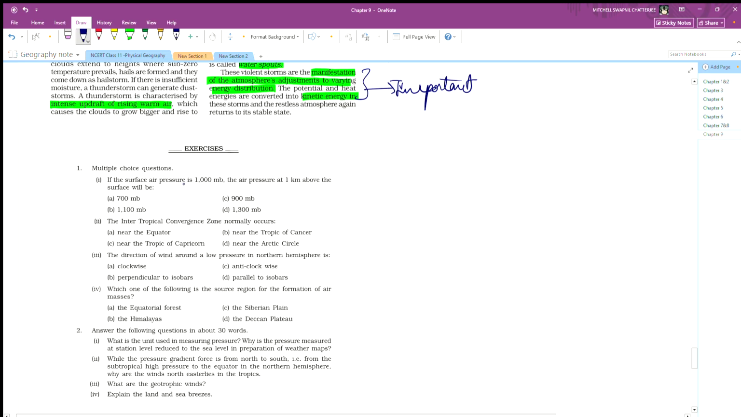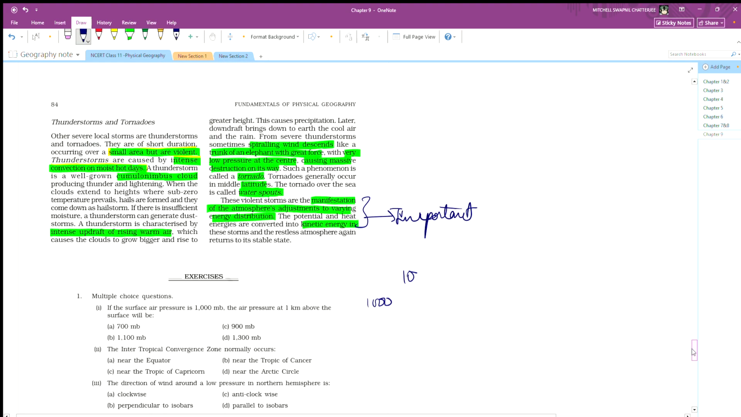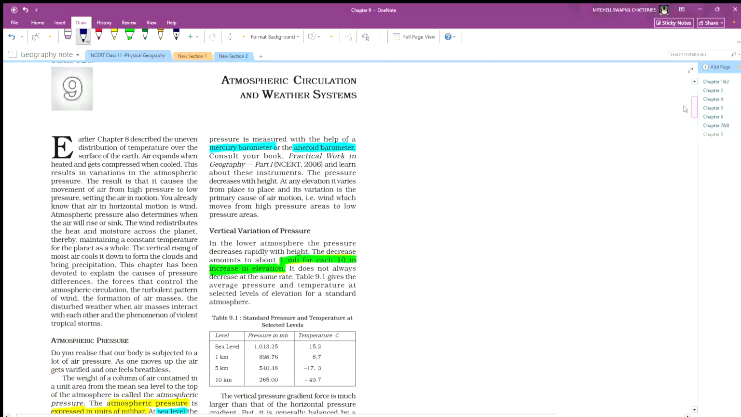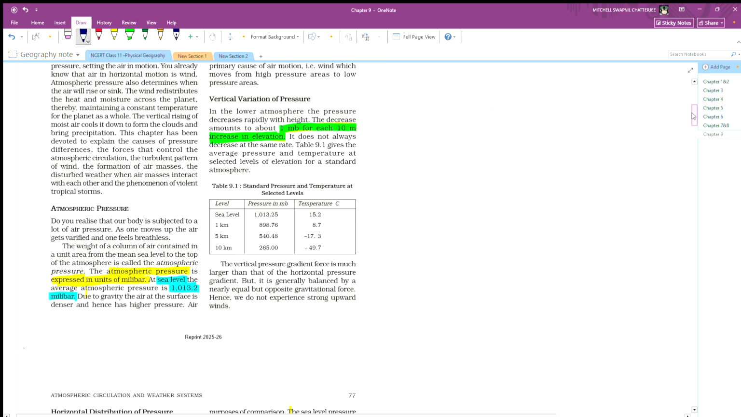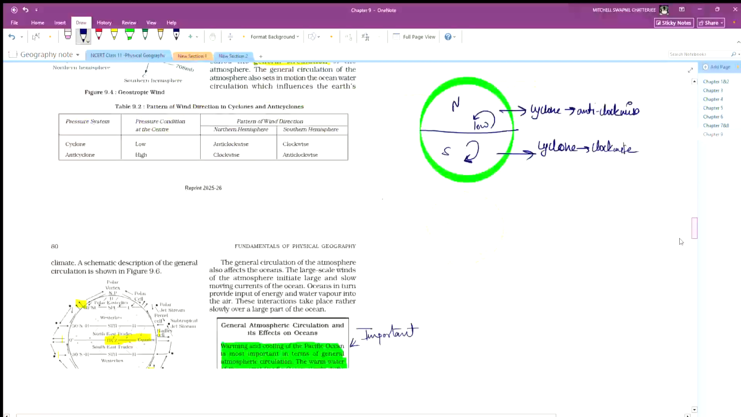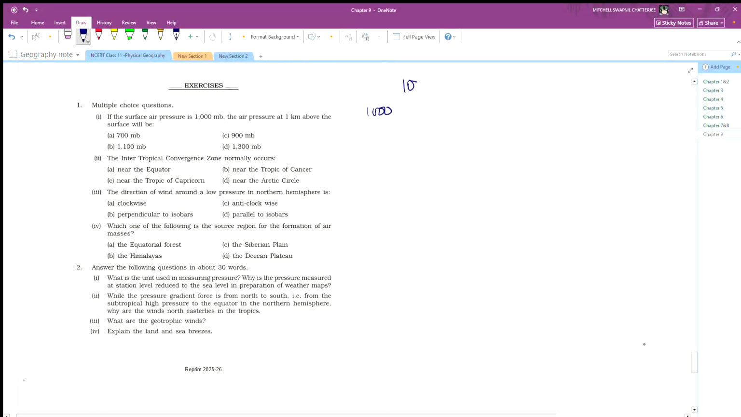If the surface air pressure is 1000 millibars, what will the pressure be at 1 kilometer above? We have read that approximately 1 millibar of pressure is lost for every 10 meters. So for 1 kilometer, 1000 divided by 10 meters gives 100. So 100 is lost, and it is 900.